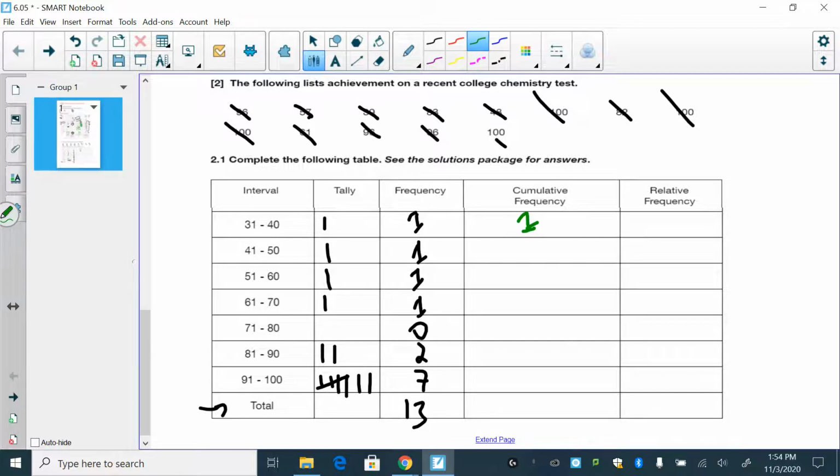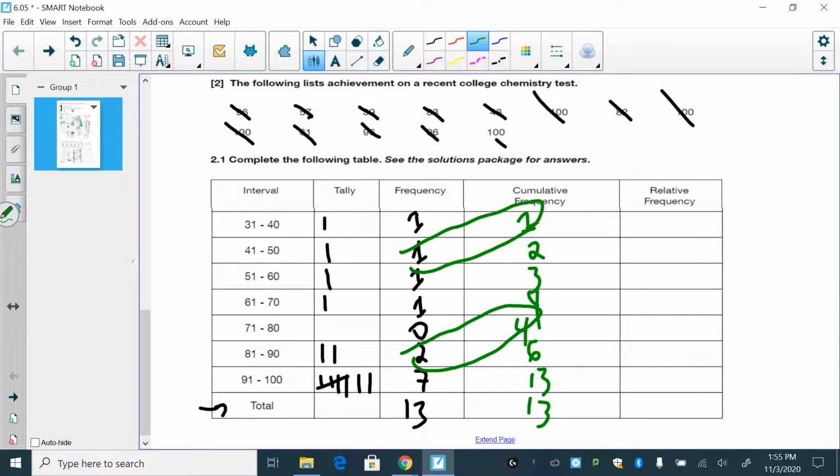Okay, so cumulative frequency, remember, you just rewrite the first one, and then for the next one you're just adding. So you're adding these two together. So now I've got two items, two plus one, I've got three items, three plus one, I've got four, four plus zero is still four, four plus two, right? These two, I got six, six plus seven, 13, perfect. They match. So it all matches. If I add up all my tally marks, I should have 13 as well. They should all be 13s.